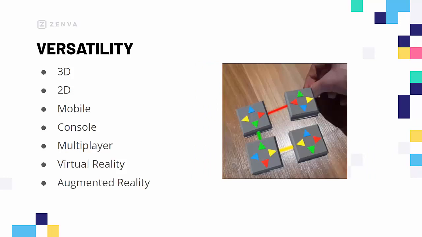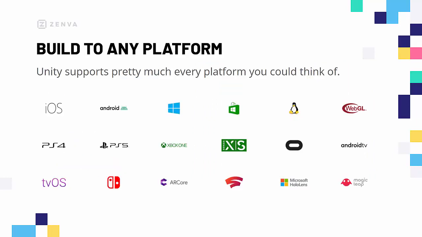And along with all these different things that we can create, Unity also allows us to build to pretty much any platform you can think of, okay? Android, iOS, even if you want to build to Microsoft VR headsets, okay? Unity has the tools available to do that.